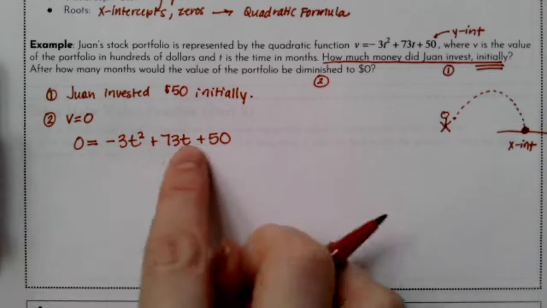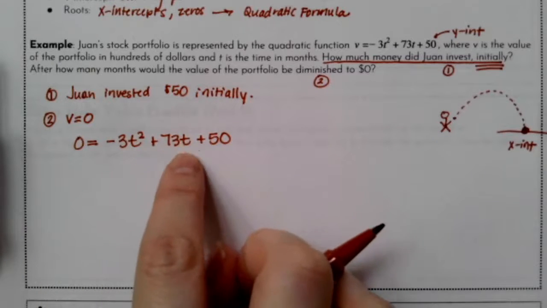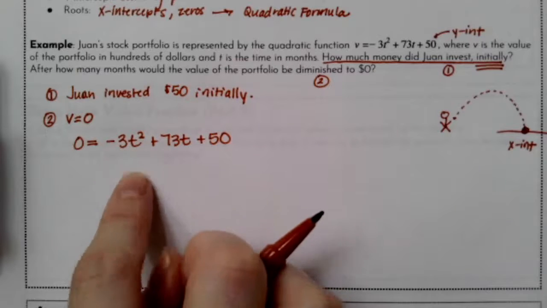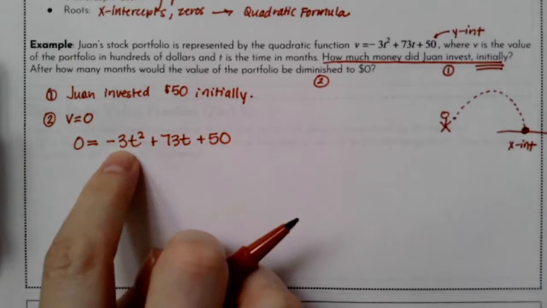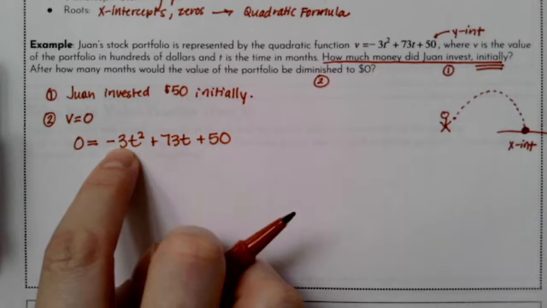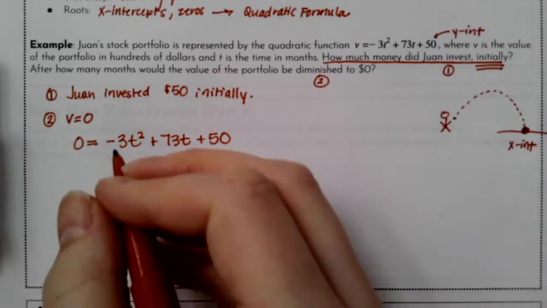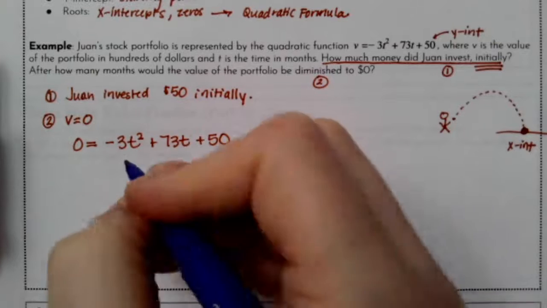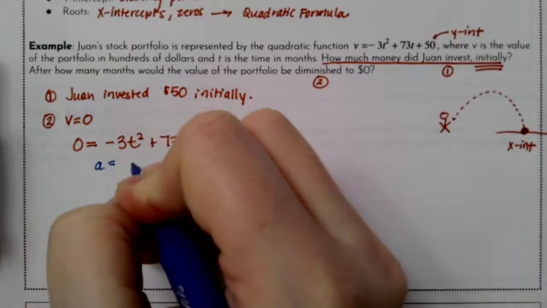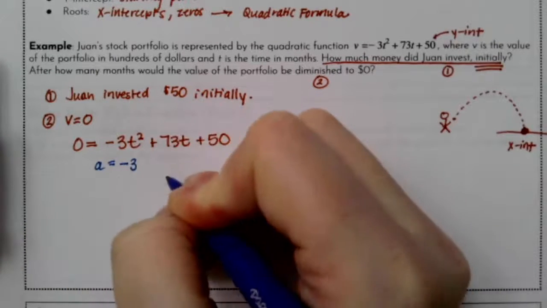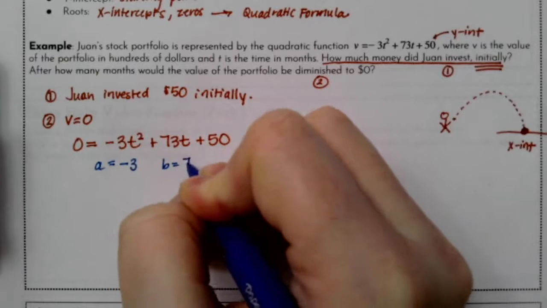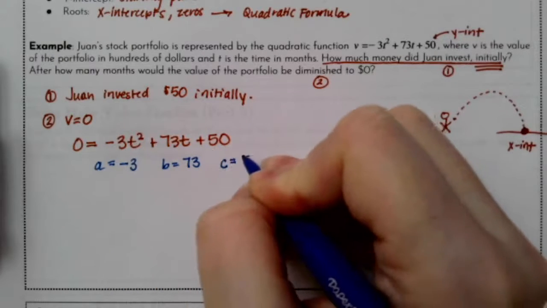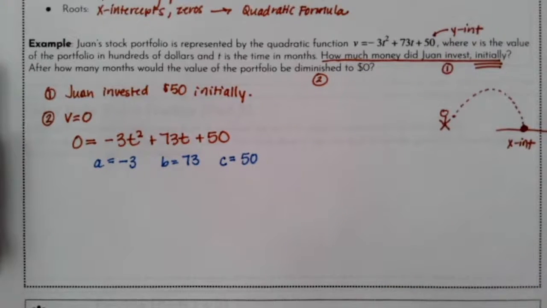So once we know that this is set equal to 0, my only way to get t by itself is to either factor it, which it doesn't look like I want to factor because a is not 1, or use the quadratic formula. So if we use the quadratic formula, my first step is to label a, b, and c. My a is in front of the t squared, so -3. My b is in front of the t, 73. And my c is my constant, which is 50.